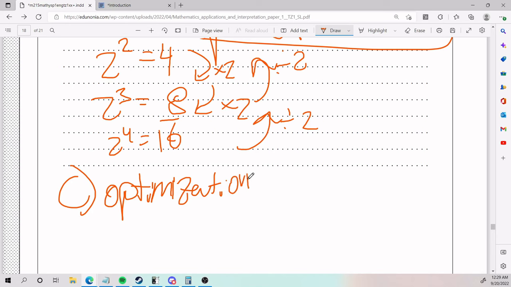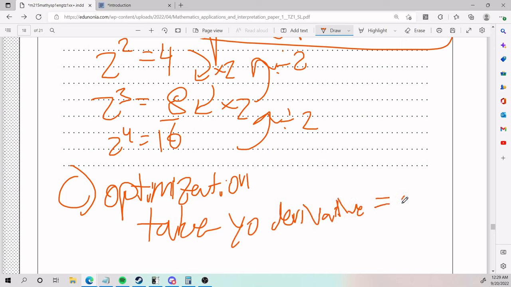See? So, for optimization, what you want to do is take your derivative, and equal that bad boy to zero. This will always work. See, it's just how optimization works. You take the derivative, you equal to zero, bada bim, bada boom. I have explanations on why this works in some of my other videos.